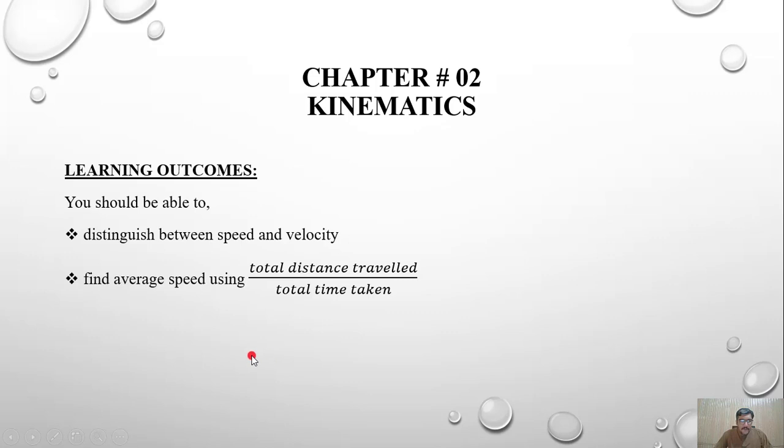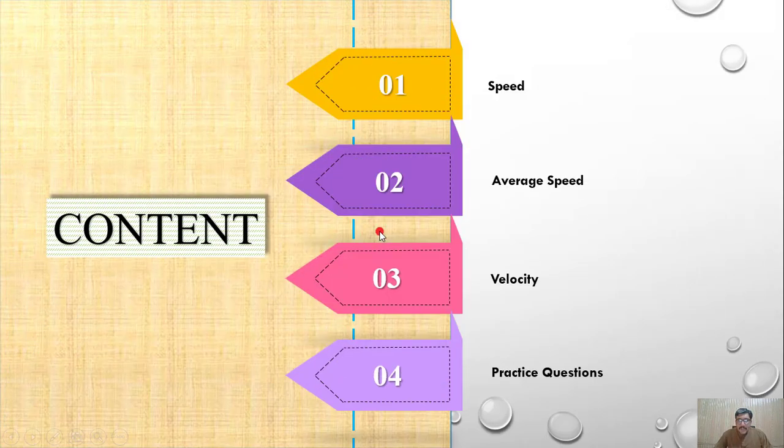Learning outcomes of today's lesson are that you should be able to distinguish between speed and velocity. You should be able to find average speed using this mathematical expression, that is total distance traveled divided by total time taken. The content which I am going to cover in today's lesson are speed, then average speed, velocity, and then there will be practice questions.